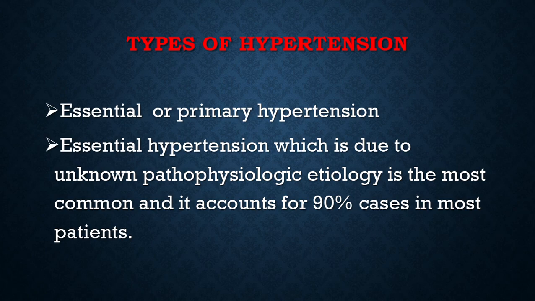So when it comes to types, we have two types of hypertension. We have what is called essential or primary hypertension. Essential hypertension is that hypertension which is due to unknown pathological etiology and is the most common, and it accounts for 90% of cases in most patients. To simplify, primary hypertension is a type in which the pathophysiological cause is not known. What is causing the blood pressure to rise is not known, and this is the most common form of hypertension.